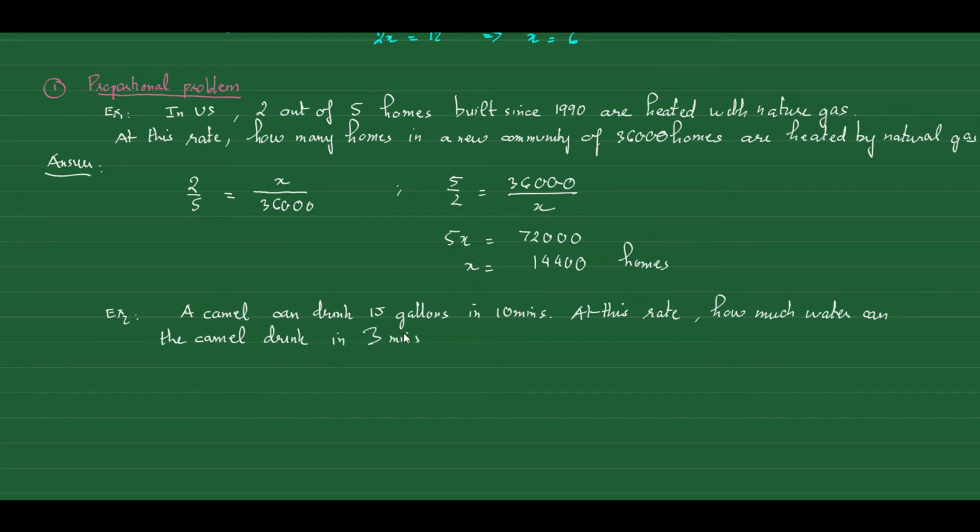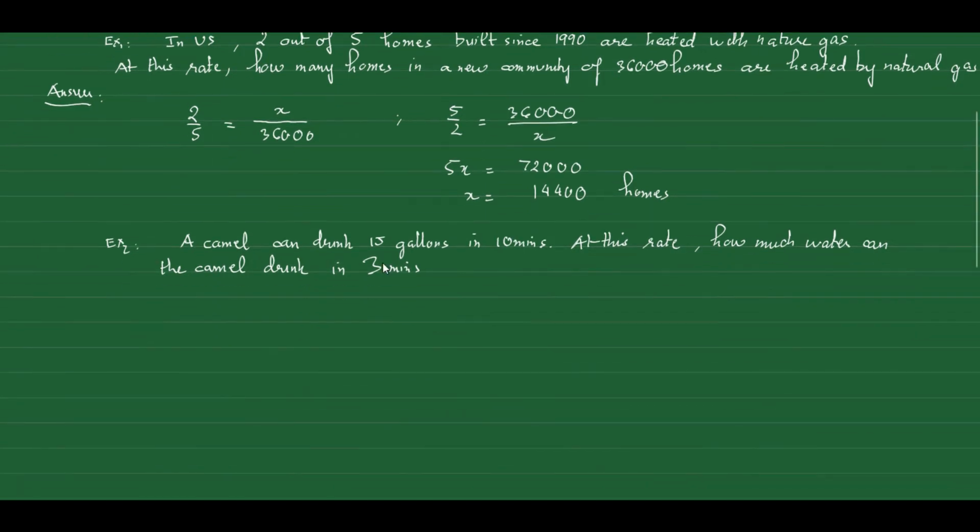If you notice, you have to pay attention right over here that the units must match up. If I go ahead and set up the ratio, 15 gallons in 10 minutes. How much water can be drunk in 3 minutes? So minutes go with minutes, and X gallons right here. This is what we're looking for. So you see that the units must be the same.